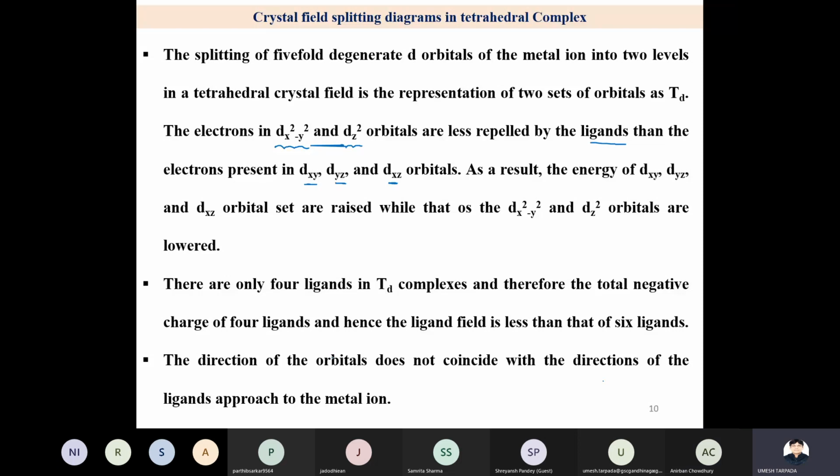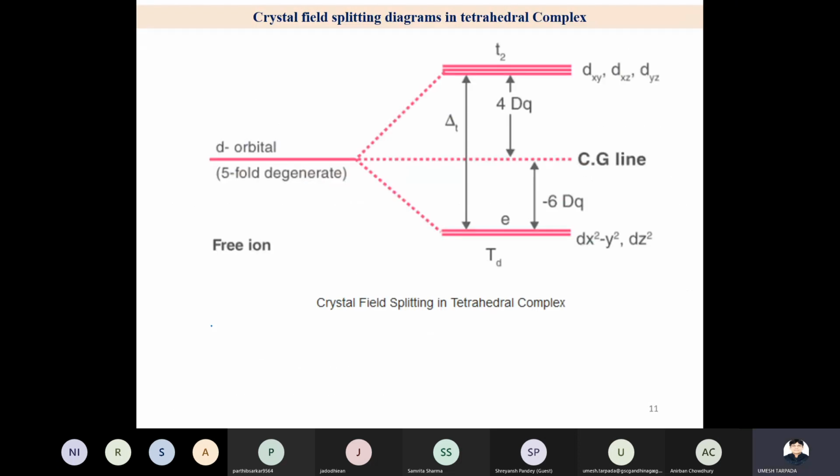Also, the direction of the orbitals does not coincide with the direction from which the ligands approach the metal. In octahedral it was in the same direction, but here the directions are in between the axes, so they are not going directly inside.